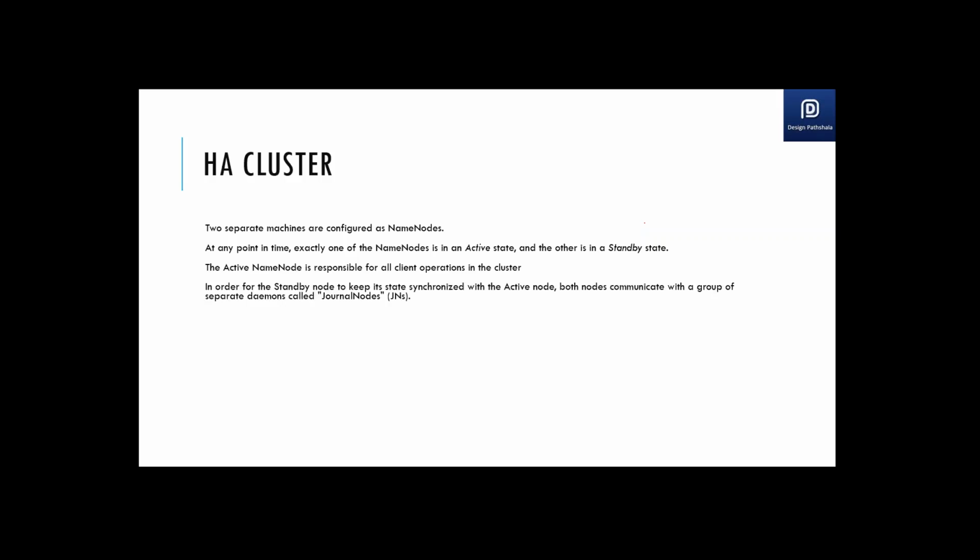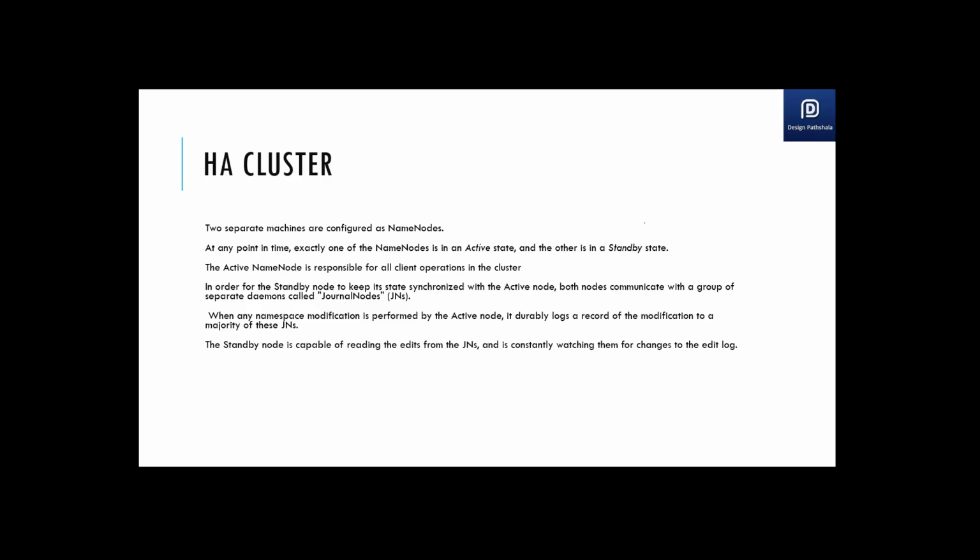In order to keep your standby node synchronized with your active node, there's a communication which happens between both the nodes, and that happens with daemon threads called journal nodes. So whenever some modification happens on the active node, the edit logs or the modification logs are sent to these daemon threads, from where the standby name node keeps on reading them.